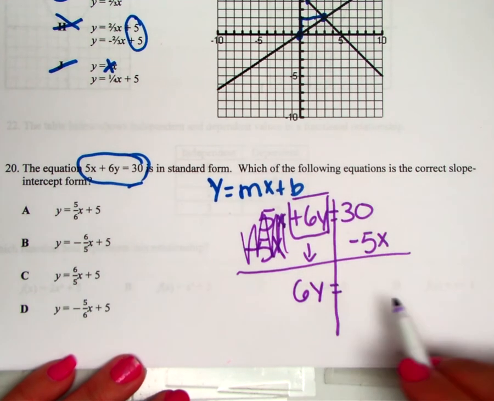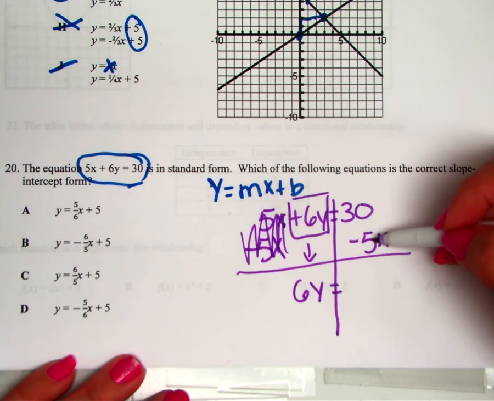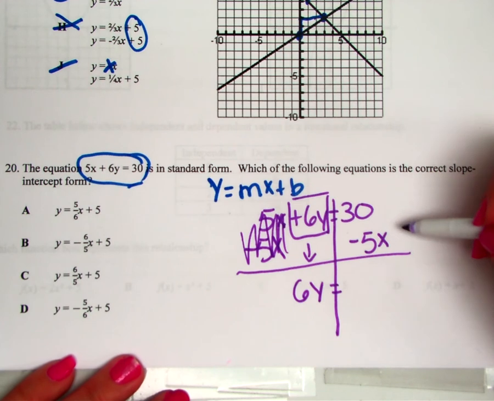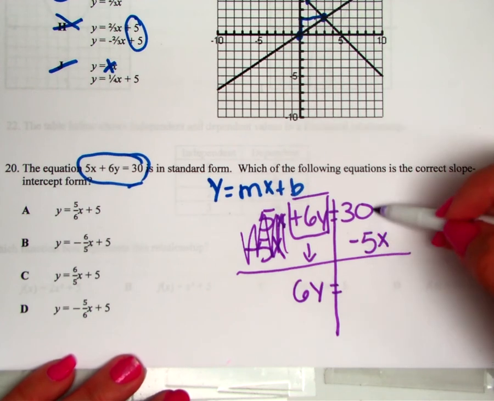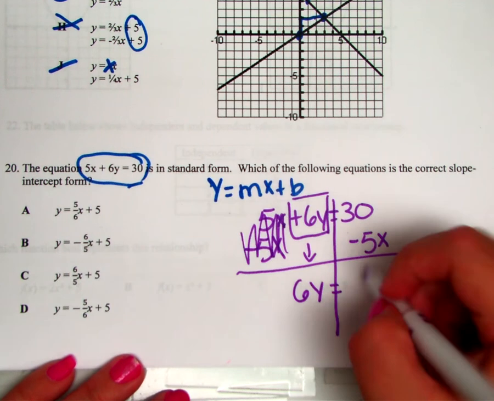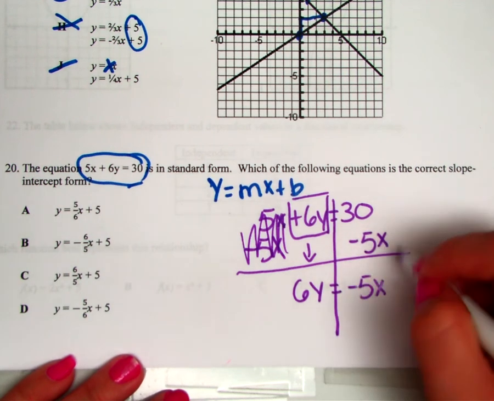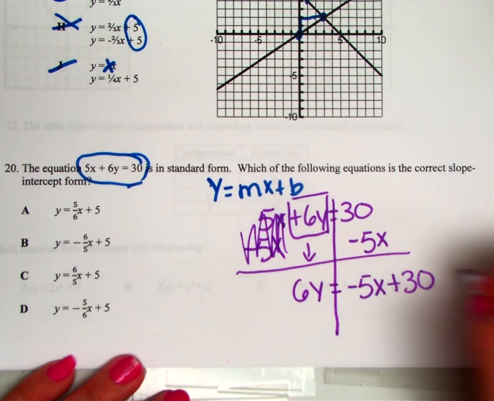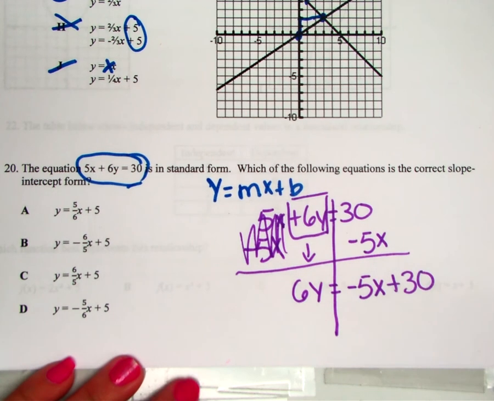So I'm going to draw my wall right there. Now, 30 and the negative 5x. We cannot combine those two because there's no x over here. They're not like terms. So you want to write the one with the x first, and it's a positive 30. And we're done.